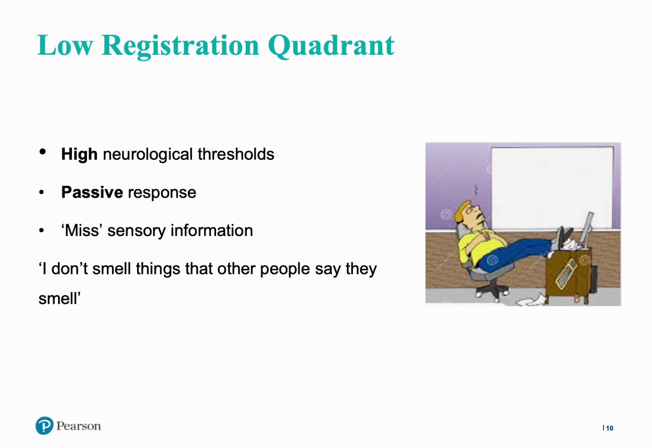So that low registration quadrant represents a high neurological threshold. You can think of a threshold as being like a cup. So someone with a really high neurological threshold will have a large voluminous cup, and low registration will have a passive behavioral response, i.e. they'll typically let the stimuli pass over them, won't be bothered by it, and they'll then tend to miss that sensory information, such as things like I don't smell things that other people say they smell, they don't hear their name when they're being called, etc.